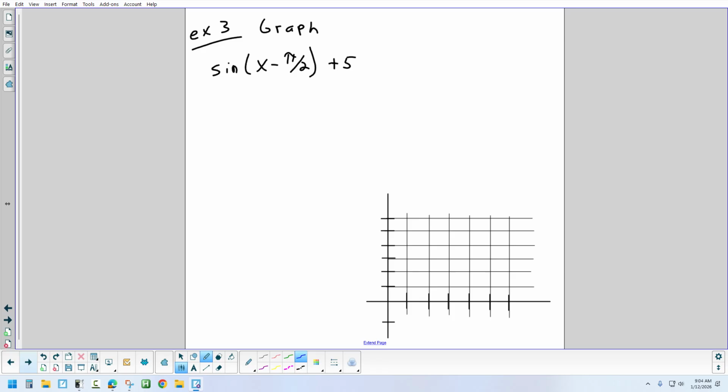Okay. This is just another multi-step transformation. Anyone feel like we need another multi-step problem? Okay.